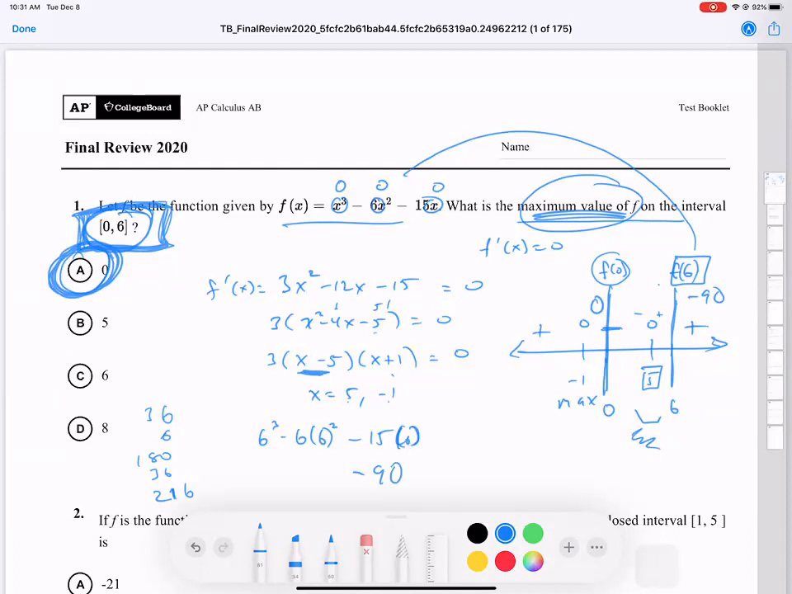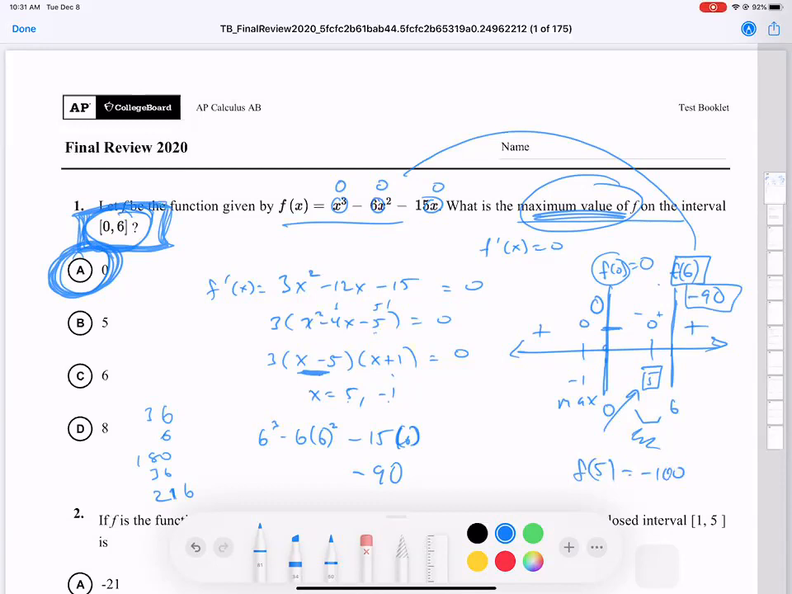I'm graphing this on Desmos real quick on the side just to make sure this makes sense. Yeah. Oh my goodness. So at 5, it actually would have been -100. So f at 5 would have been -100. F at 6, we said was going to be -90. And at f of 0, that's going to be 0. So which is my max of these three options? 0, -90, or -100? The answer was 0.